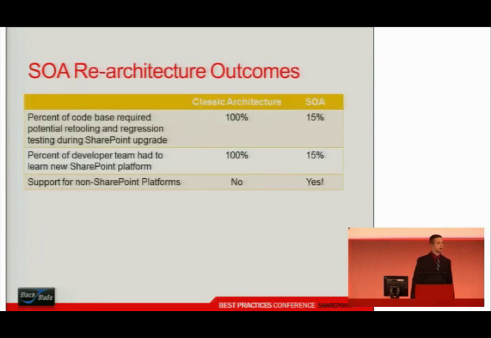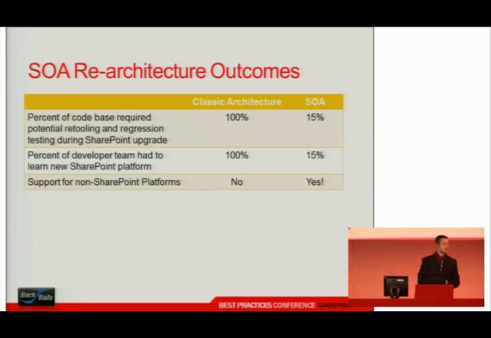So, what did this give us? Well, in the original version of the application when we migrated it, we had to migrate 100% of the code. In the re-architected version of the application, we only had to migrate 15% of the code. We saved 85% of our labor effort when going from SharePoint 2007 to 2010 as compared with going from 2003 to 2007. That was nice.